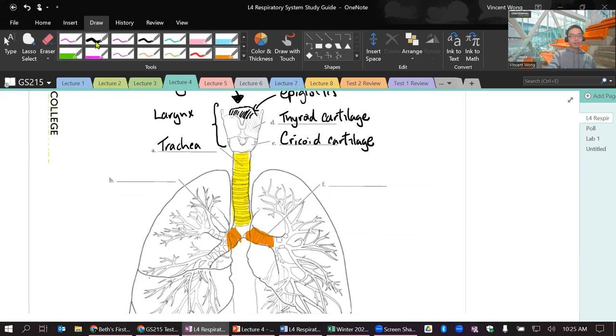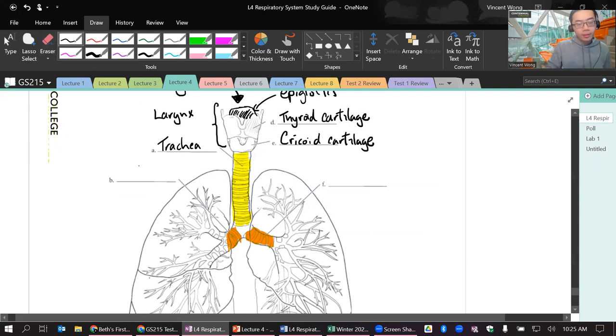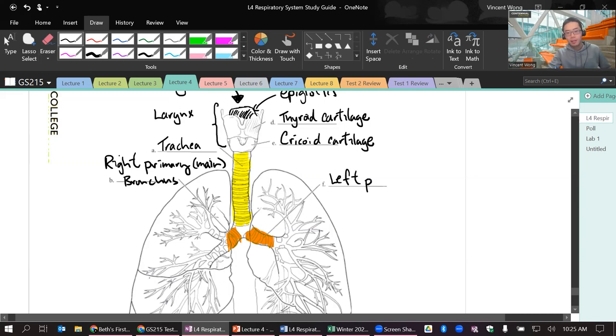Okay, so over here, we have the right primary, sometimes called main, bronchus. And on the other side, we have the left primary or main bronchus.